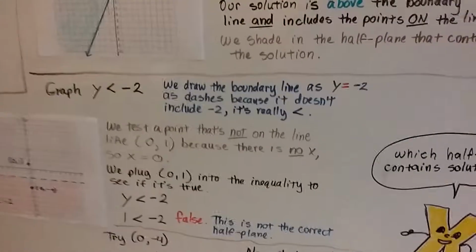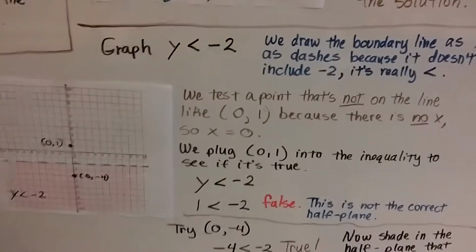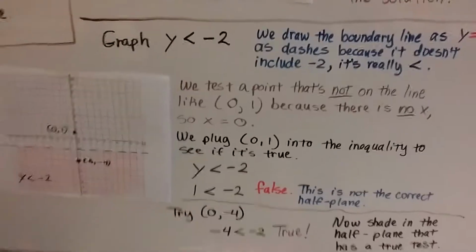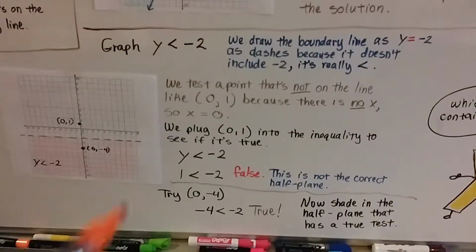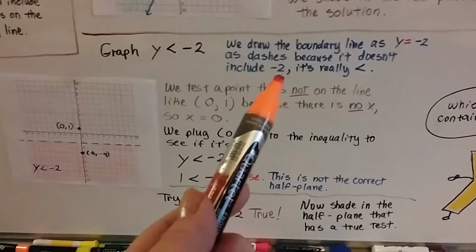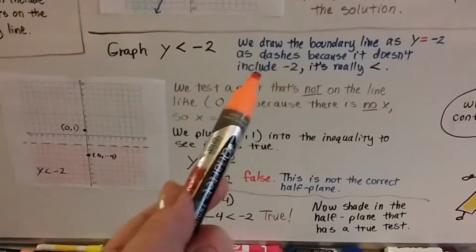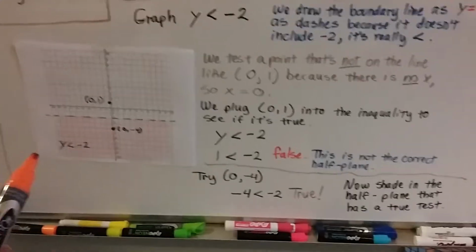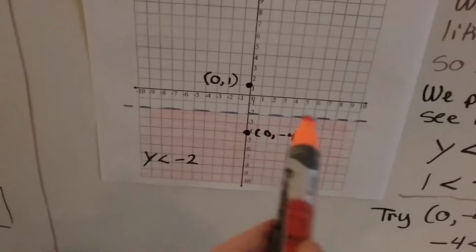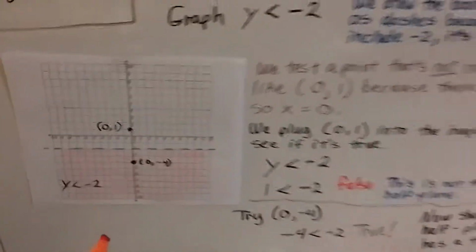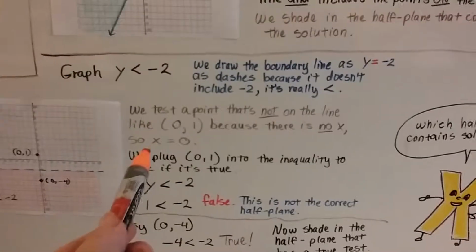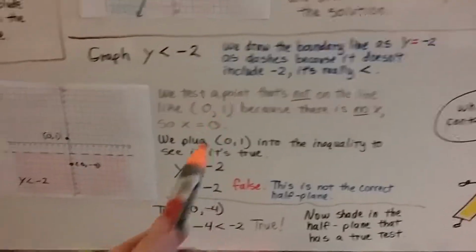Now this one just says y is less than -2. That's a very small inequality, isn't it? So we draw the boundary line as y equals -2 as dashes because it's less than, right? It doesn't include the -2, it's really less than it. So we draw a dashed line going across -2 here, and we can plug in a test point that's not on the line, like 0, 1.